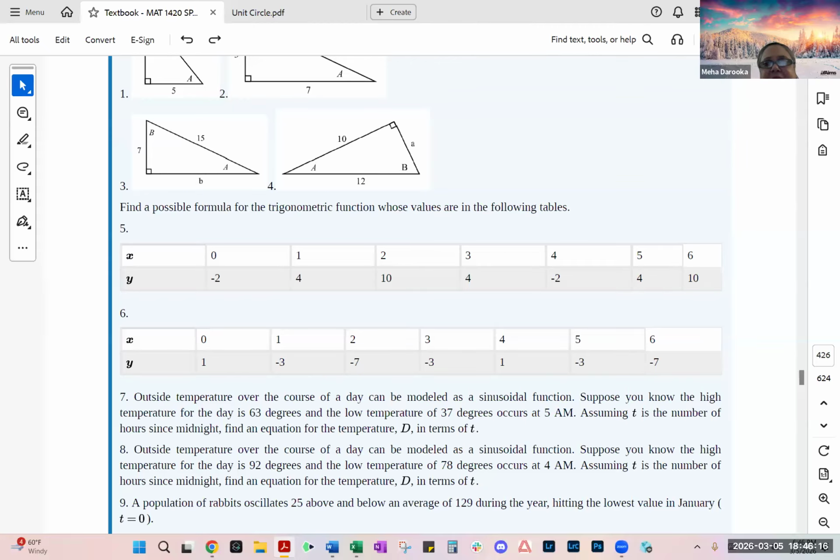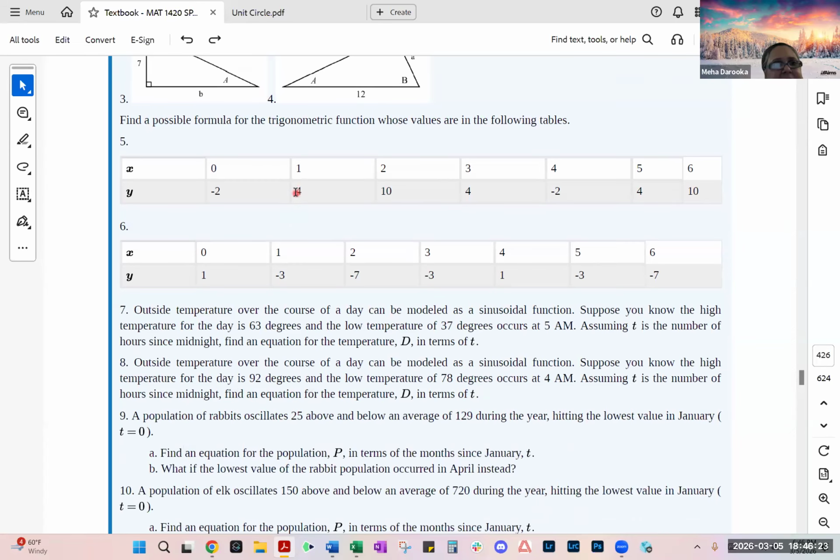And if it helps, you can try and do a rough sketch so you can kind of see what the graph for this might look like.